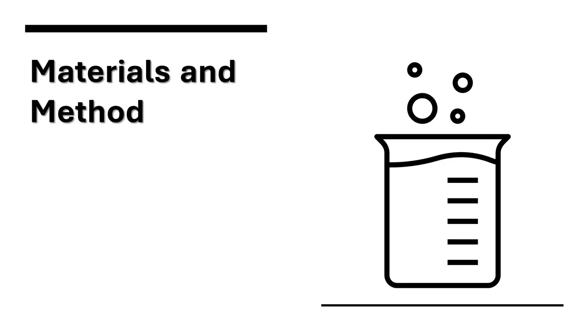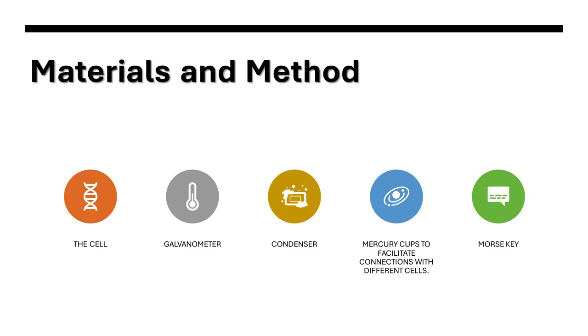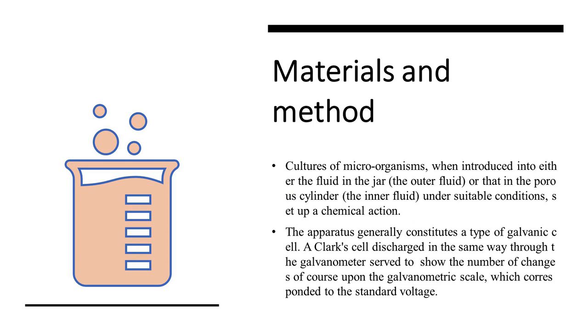Materials and method. The apparatus used here consisted of a glass jar with a porous cylinder. The same type of nutrient fluid was kept in the glass jar and in the porous cylinder. Two platinum electrodes were used. The apparatus consisted of 1. The cell, 2. Galvanometer, 3. Condenser, 4. Mercury cups to facilitate connections with different cells, 5. Morse key.